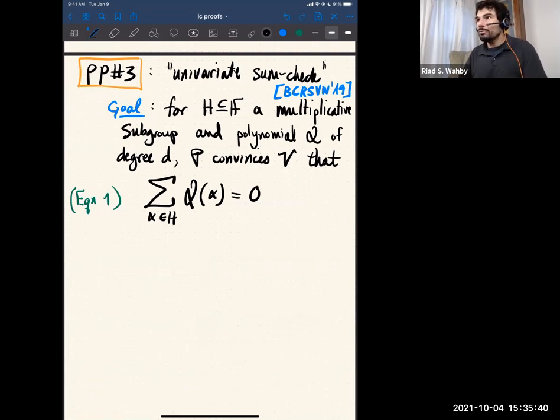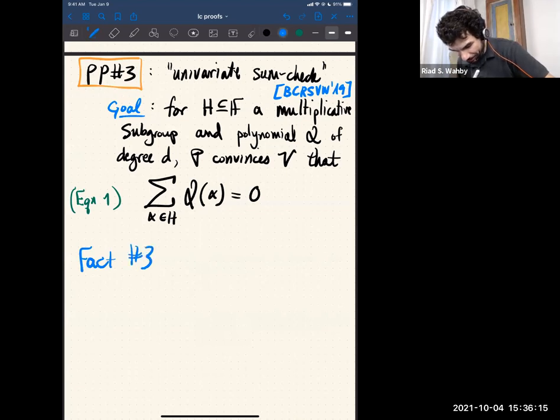So now the goal for the univariate sum check is, again, for some multiplicative subgroup H of our field, and some polynomial Q, the prover wants to convince the verifier that the sum of all of the evaluations of Q on the subset H is zero. Okay, so we have some subset H. We're going to evaluate Q at every point, and if we sum them all together, then we get zero.